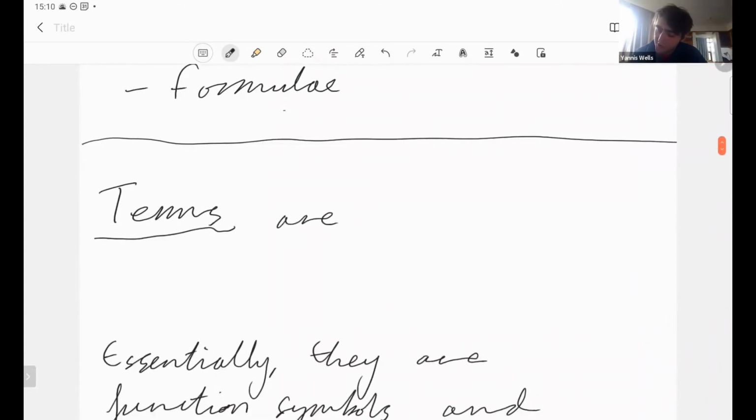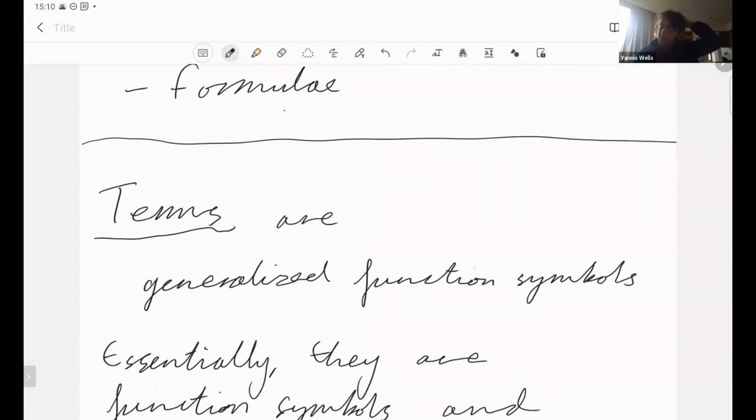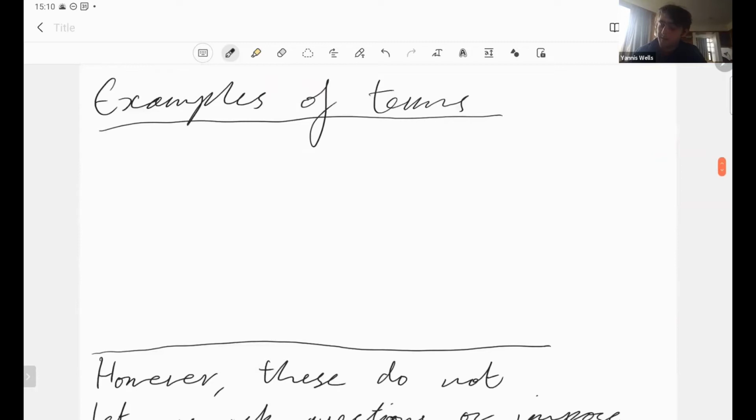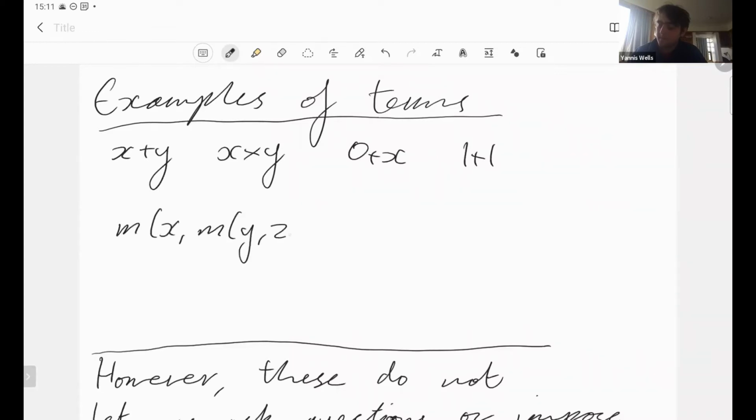So terms are generalized function symbols. Essentially, they are function symbols and compositions of function symbols. As an example, I can have x plus y, where x and y are variables, or x times y, and these will be in a particular language; we could just use the language of fields. We can also have something like 0 plus x, so we're fixing one of the inputs. Or we could have 1 plus 1. If we have no variables, this is a closed term, but that shouldn't be too important. Or if we're going into the language of groups, we can have something like this.